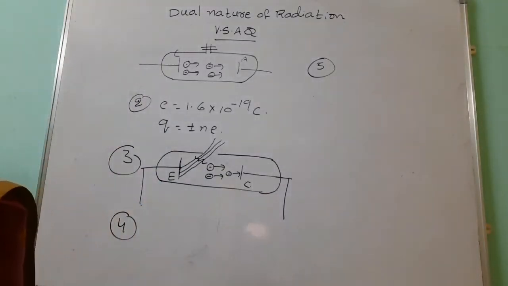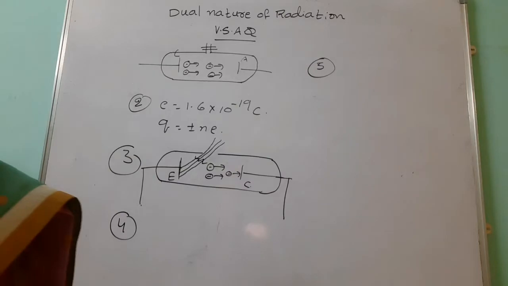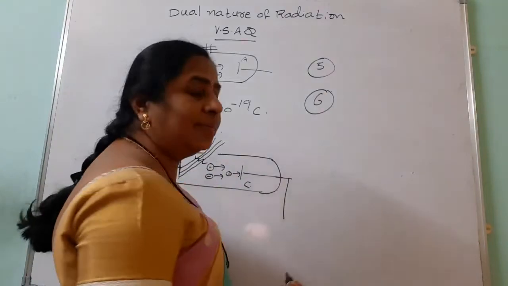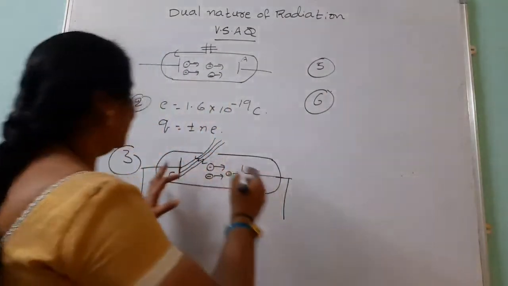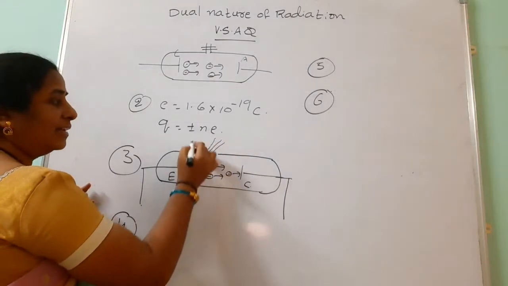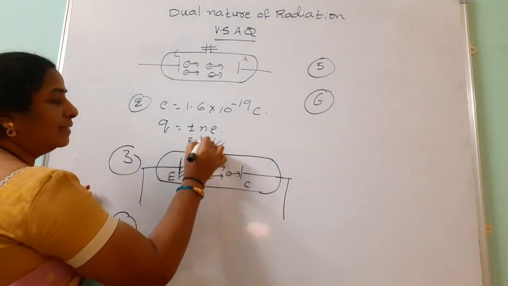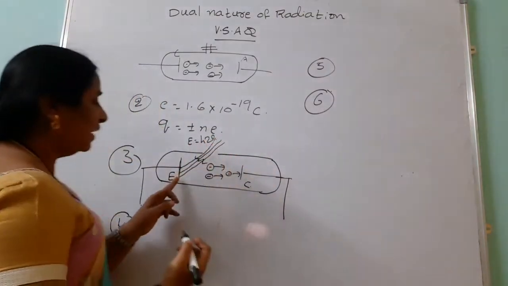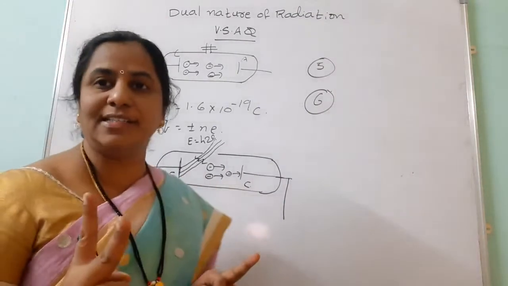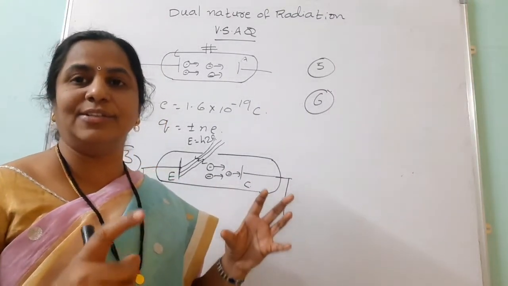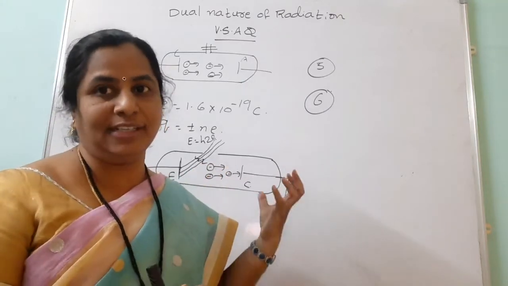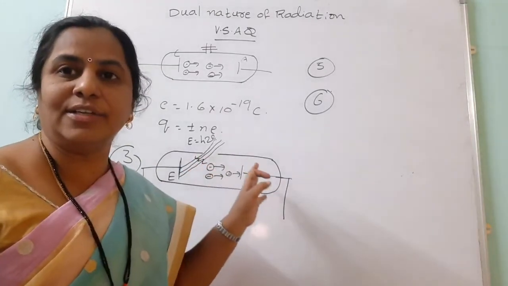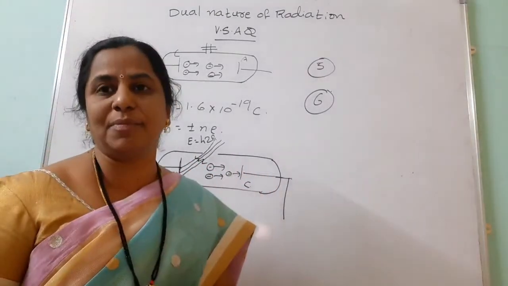Then our sixth very short answer question is, write down Einstein's photoelectric equation. Einstein discovered this and gave one expression. When light falls on the surface, it comes as small energy packets. These are called quanta, and later we call them photons. When light falls on the surface, it is utilized in two ways. A part of the energy is utilized to liberate the electrons, that is the work function, and the remaining part is utilized to move the electrons from emitter to collector with maximum kinetic energy.